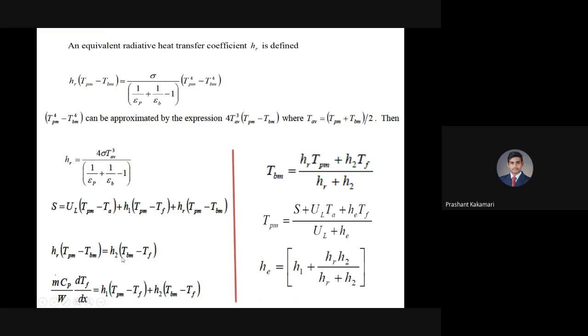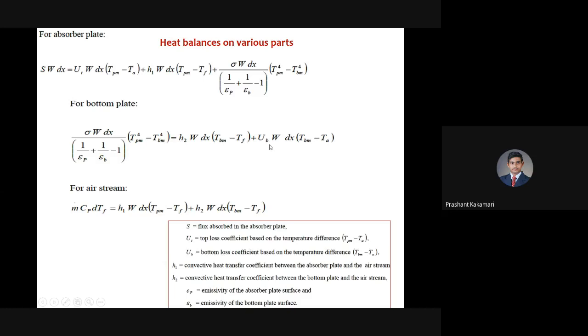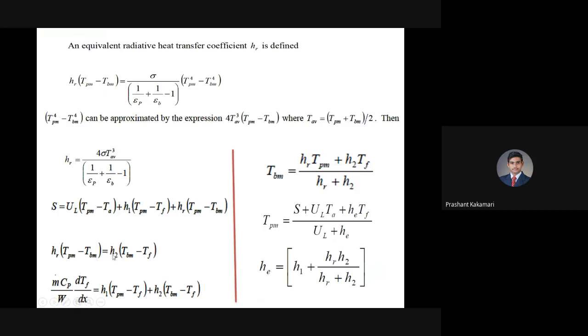See here, H2 into (TBM minus TF), plus whatever UB was there. Now, as I told, if you neglect the bottom losses, or if you consider UB is very much less than UT, then we can cancel this last term. So after cancelling, we are left with only these two terms, HR and H2.